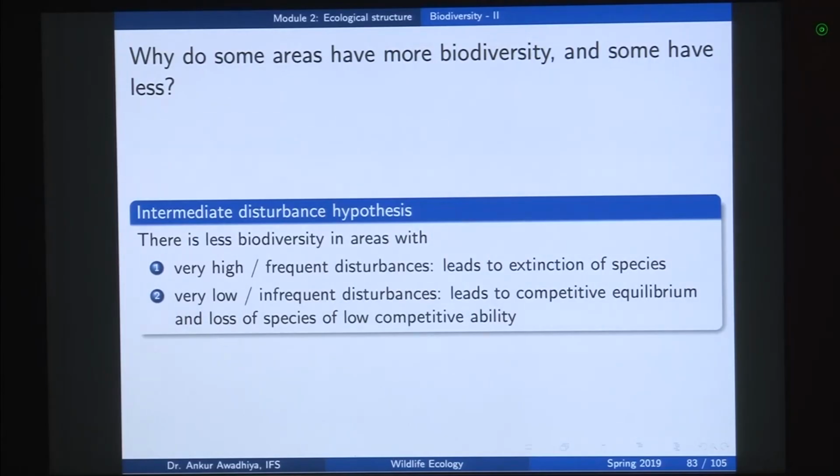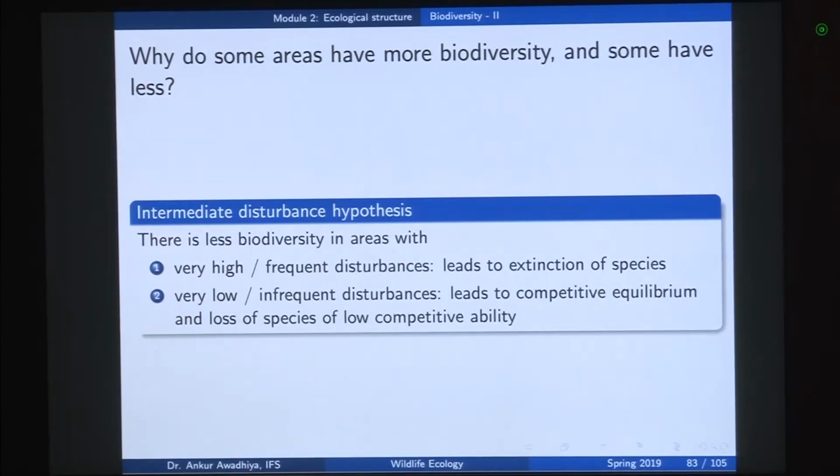If you have a very high level of disturbances or very frequent disturbances, the species that are found in that area do not have enough time to adapt themselves or to evolve to avoid their own extinction. So, if you have very high levels of disturbances or very frequent disturbances, that will lead to extinction of species.